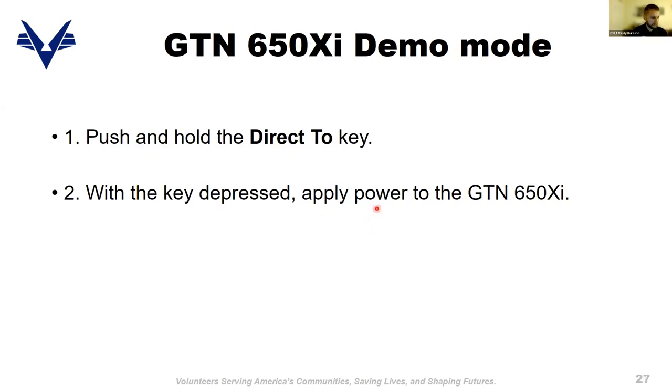To conclude that part, remember that all GTN 650s or 625s, pretty much this whole 600 generation of Garmin GPSs, have a demo mode. If you push and hold the direct-to button, and while holding it, power up the avionics, so you should press it when your avionics is off, then hold it and turn on the avionics, it will boot up in demo mode.